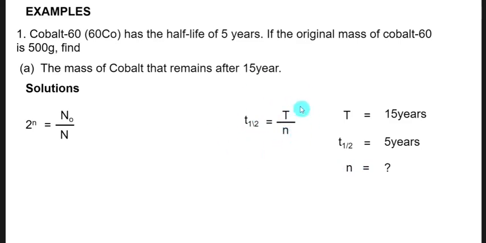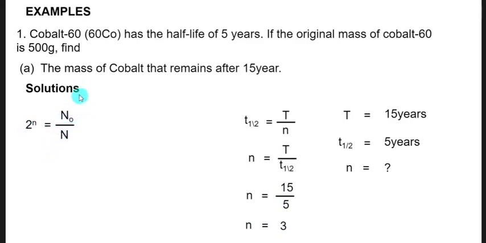If you don't know how to make the subject of the formula, click the video whose link is appearing here to teach you how to change the subject of the formula. But if you have downloaded this video, you won't see the link here. So when we make n the subject of the formula, it will be n is equal to t over half-life. Then we'll substitute t is equal to 15 divided by half-life is 5. Then we'll say n is equal to 15 over 5, which is 3. So n is 3.